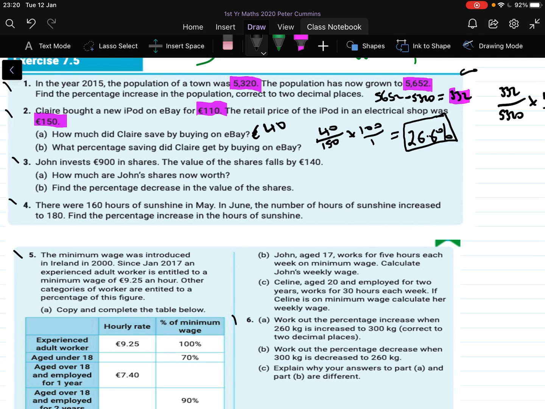Okay. Number 3 then was John invests €900 in shares. The value of the shares falls by €140. How much are John's shares worth now? Well, we're just going to do a little takeaway. We've €900 to start. We're taking away €140, and we're going to end up with €760.